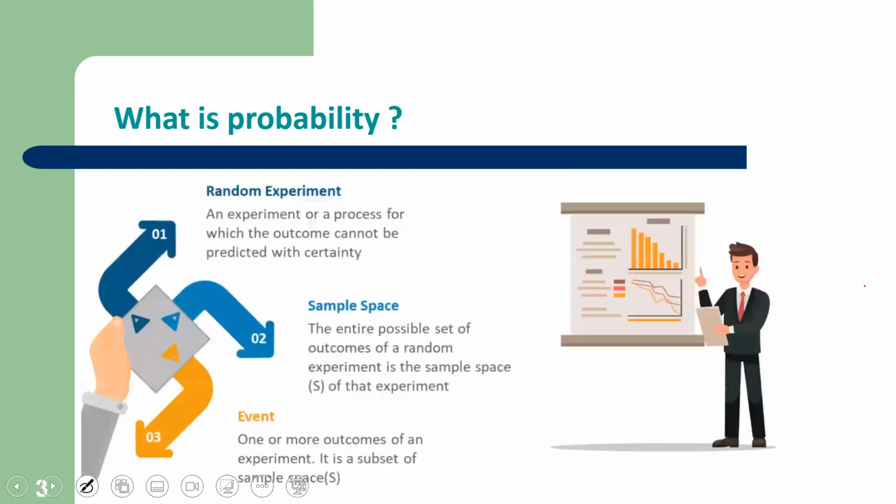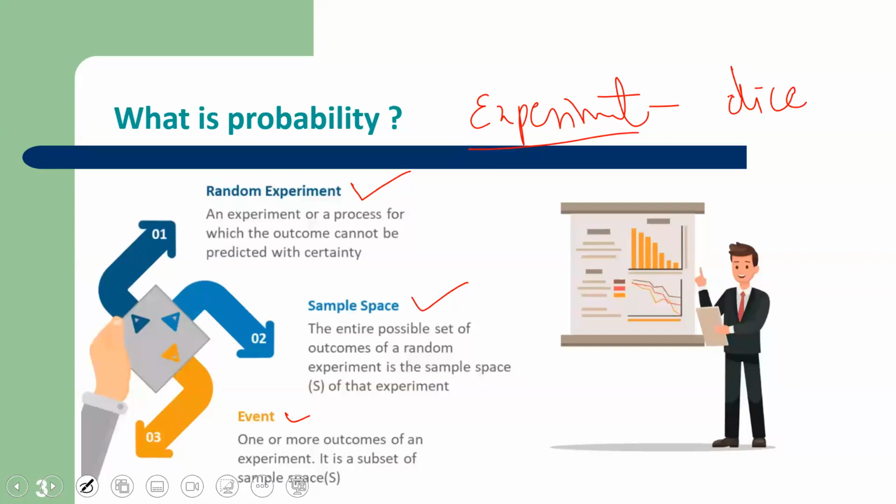Okay, so there is something called an experiment in this. There is a sample space and an event. Take for example one experiment. What kind of experiment is that? For example, throwing a dice. Throwing a dice is your experiment.